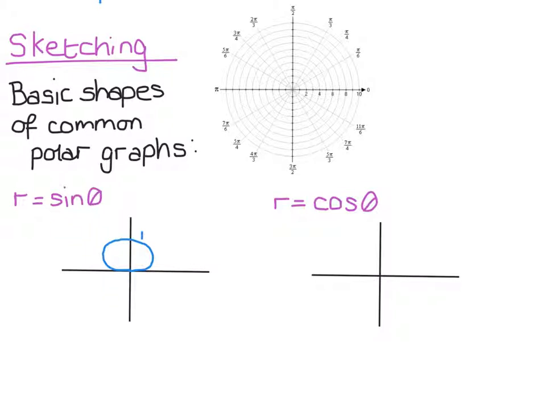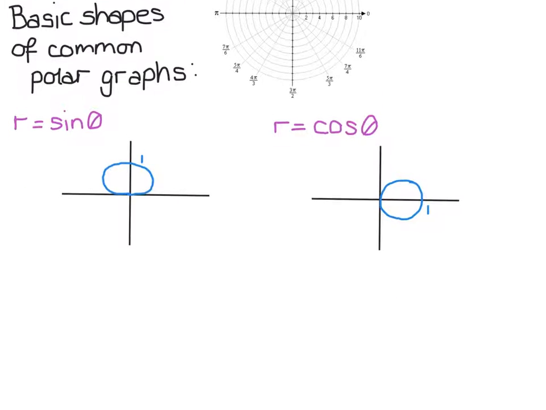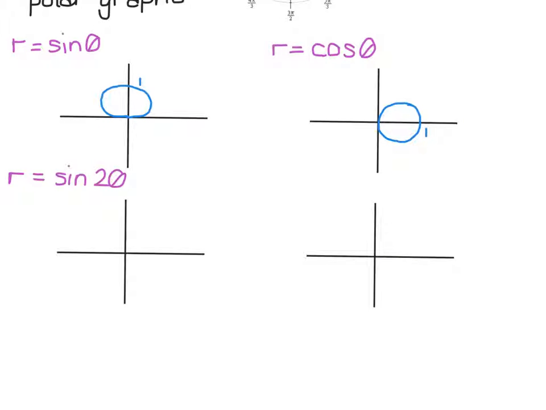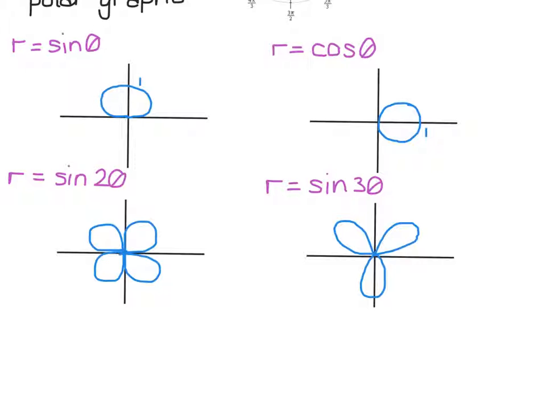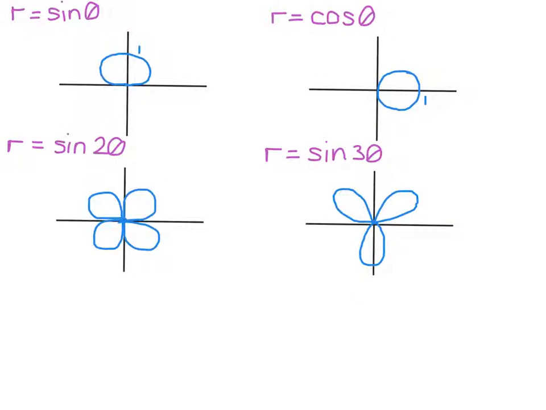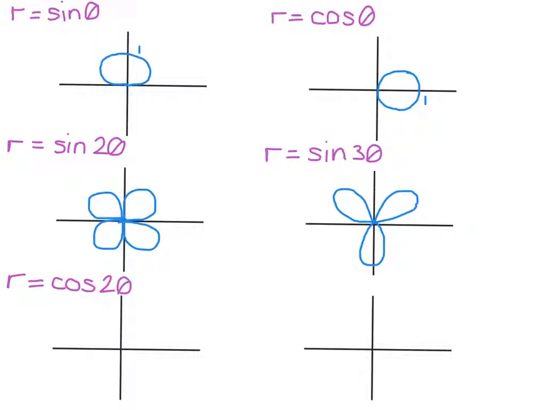Moving on to r equals cos theta, then we get this shape. r equals sin 2 theta and r equals sin 3 theta give these two shapes respectively, whilst r equals cos 2 theta and r equals cos 3 theta give the following shapes.